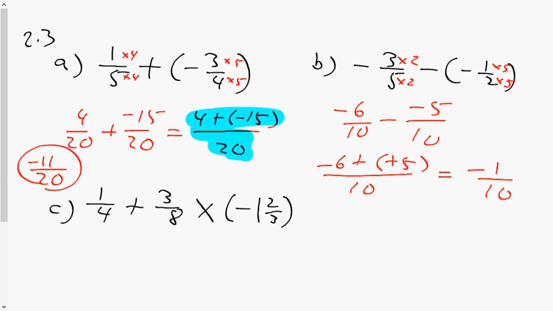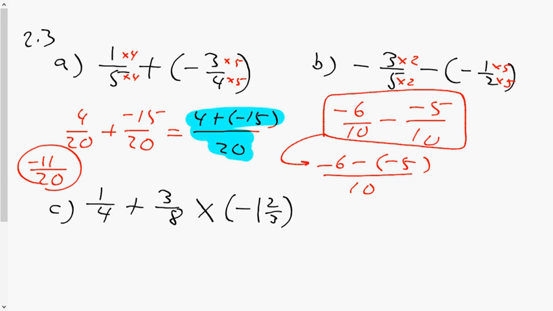Negative 1/10. A lot of people probably made a mistake there, but just remember right here, at this stage, when I retranslated that to this, just take a note of how it looks and why it looks that way. And you'll understand how you got negative 1/10.